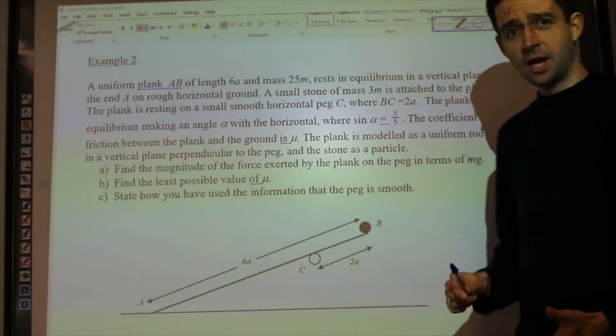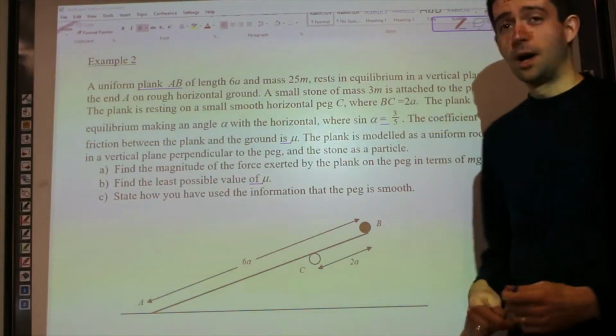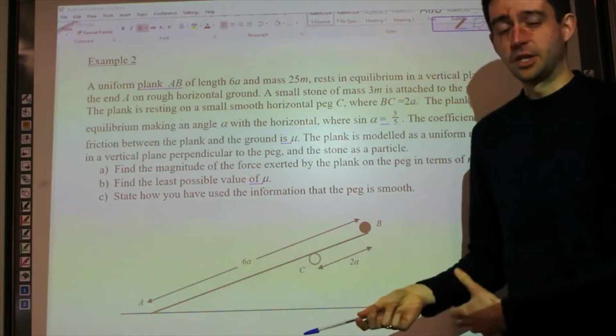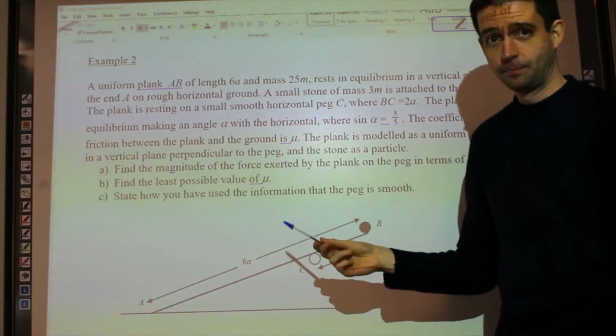Today we're going to be looking at the second example of statics of rigid bodies. So if you haven't watched the first one, you need to go back and watch the first one before you look at this one. Here we go.